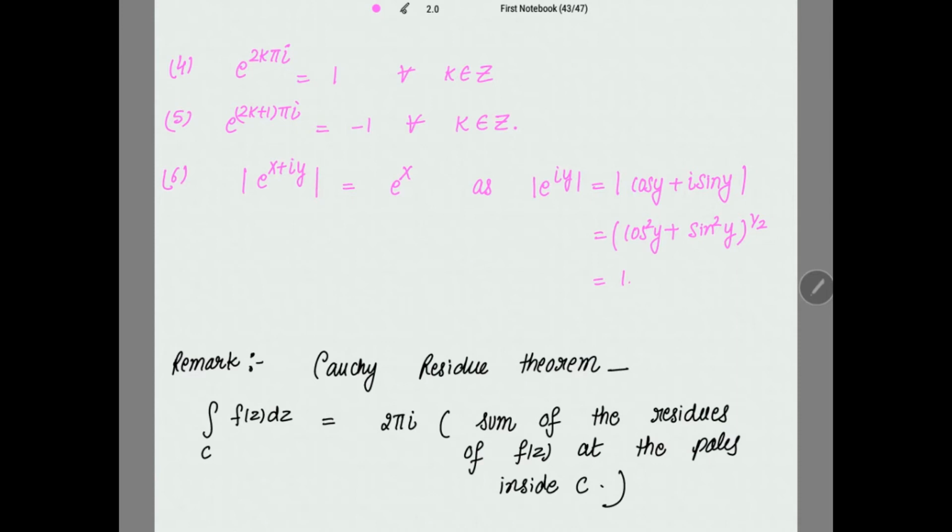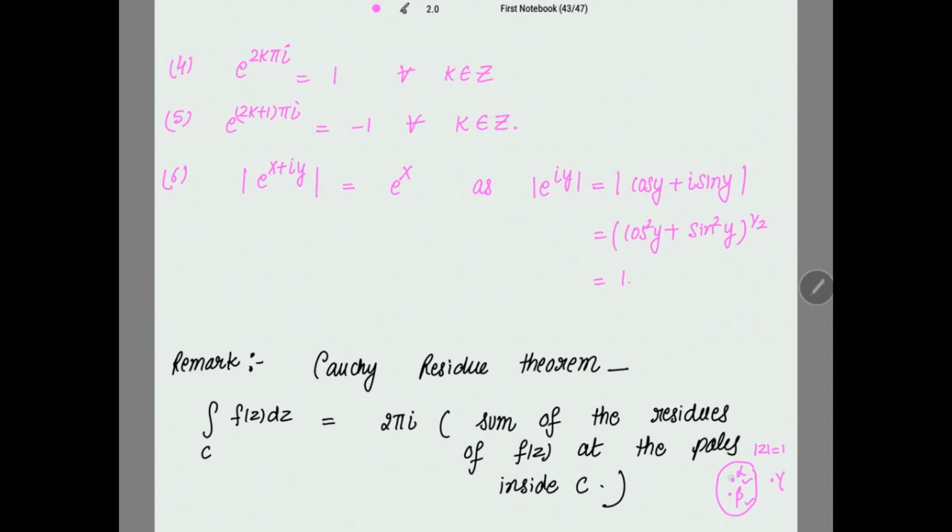Last remark, the Cauchy residue theorem. Integration over C of f of z dz is equal to 2 pi iota times the sum of the residues of f of z at the poles inside C, where C is your circle. Suppose you are having your circle C, mod z equal to 1, and the poles: the first pole is alpha, the second pole is beta, the third pole is gamma, which is outside the circle. Then applying the Cauchy residue theorem, you will have to sum up the residues for alpha and beta.